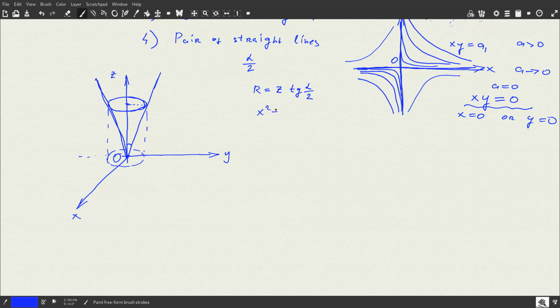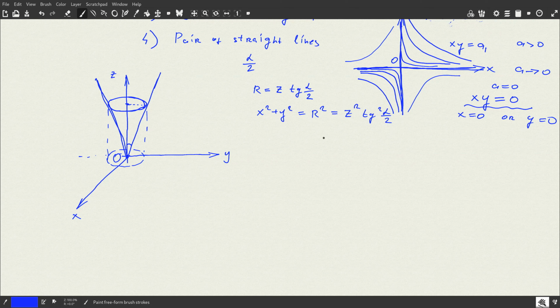X squared plus y squared equals r squared, where r is given as z tangent half alpha. Therefore, actually, this would mean that r is negative when z is negative, but that's okay because r only occurs as a square. And therefore, it is equal to z squared tangent squared half alpha.